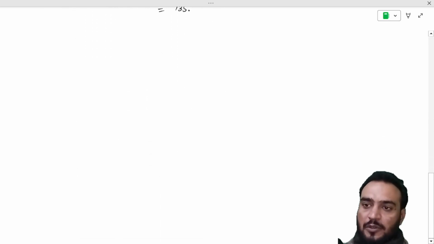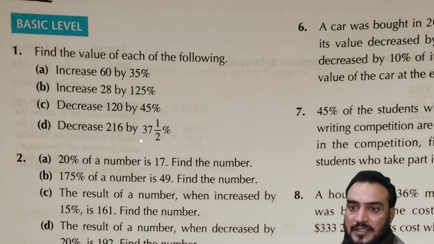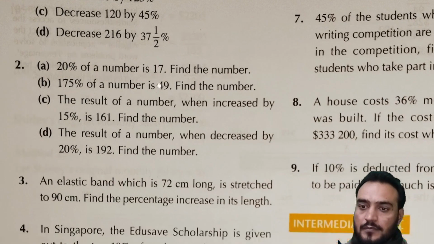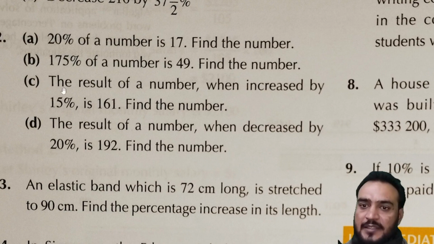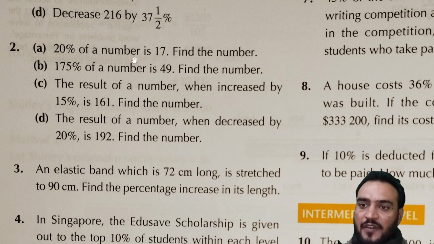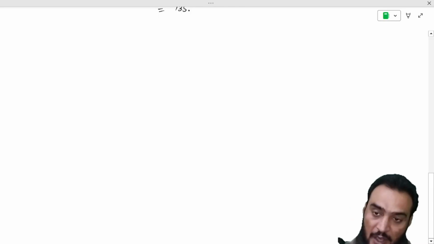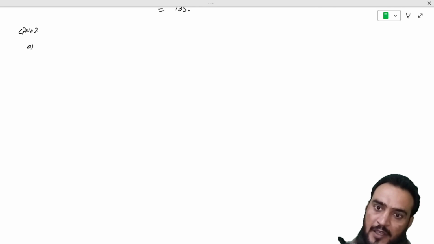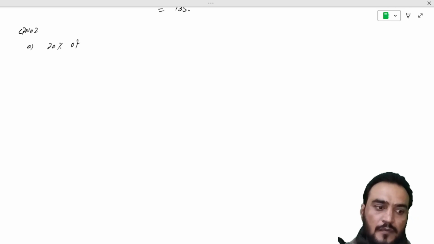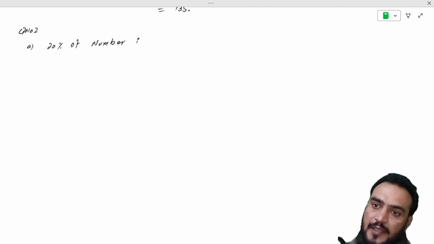Now let us move toward question number 2, and question number 2 is this. It is saying that 20% of a number is 17. There is a number whose 20% is 17. Find the number. So let us solve part A of question number 2. Part A: 20% of a number is 17.